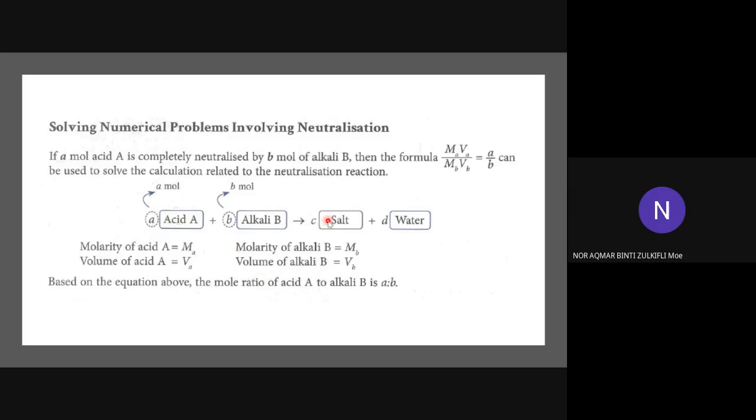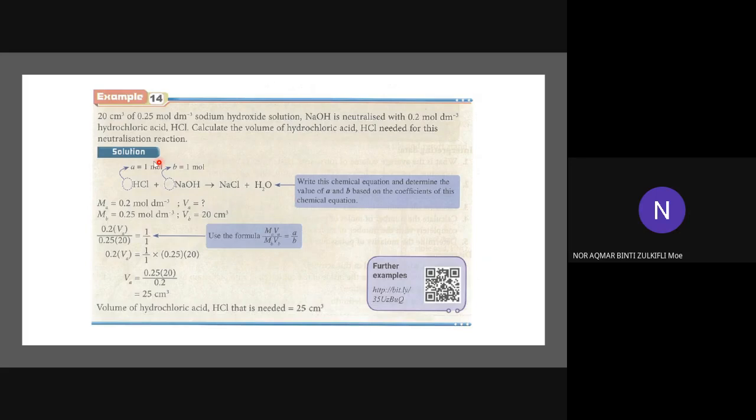Never mind, we will look at the example. Let's say we have 20 cm cube of 0.25 mole sodium hydroxide, NaOH, which is neutralized with, so this alkali reacts with, 0.2 mole hydrochloric acid. Calculate the volume of hydrochloric acid HCl needed for this neutralization reaction. In examination they don't give you the equation. You need to construct your own equation. That's why chapter 3 is very important. You need to know how to construct the chemical equation and balance the equation.